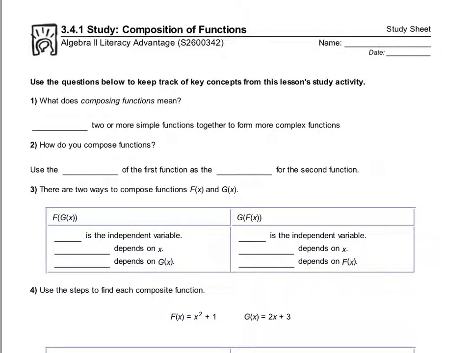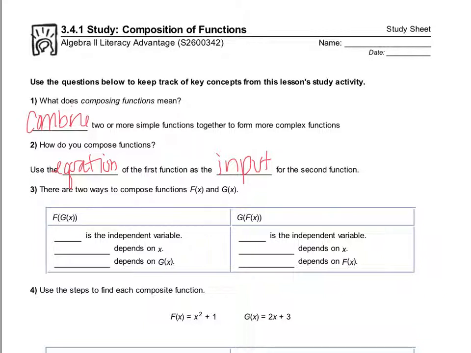For 3.4.1, we're discussing the idea of composition of functions. What it means when you compose functions is that you combine two or more simple functions together to form more complex functions. But it's not as simple as just adding them. What you're going to be doing is using the equation of the first function as the input for the second function. That seems like a very weird idea to even try and process.